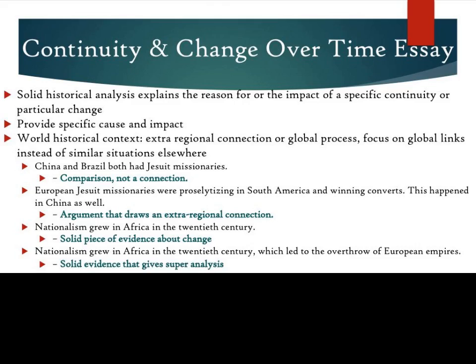And here is evidence that can explain a change, but then I've given you an example of evidence that also gives super analysis. Nationalism grew in Africa in the 20th century. Well, that's a solid piece of evidence about change. That is direct, it's to the point, it's specific, it works. But if you were to say nationalism grew in Africa in the 20th century, which led to the overthrow of European empires, that's solid evidence that gives super analysis, because now you've given the impact of what nationalism had for those European countries, and that was being overthrown. So hopefully you notice the difference there.